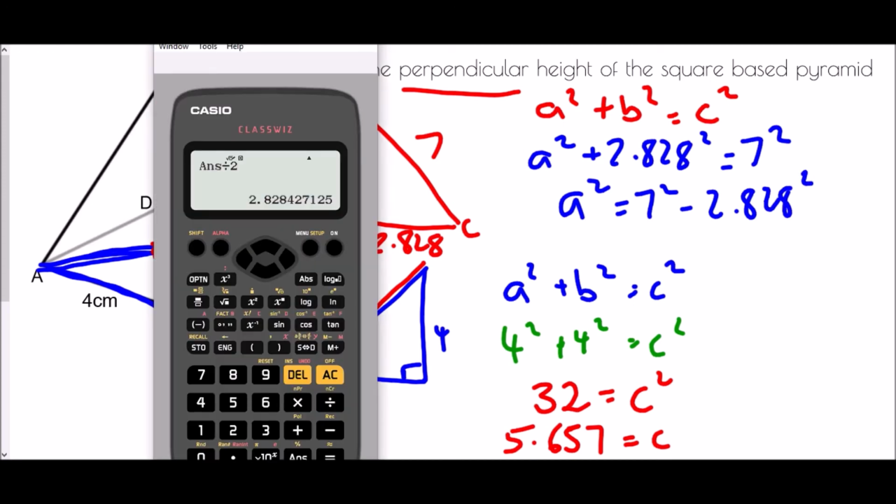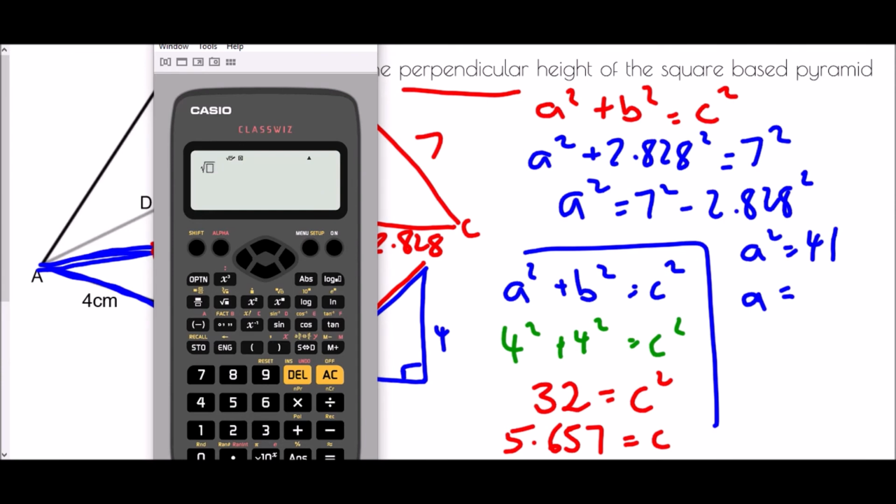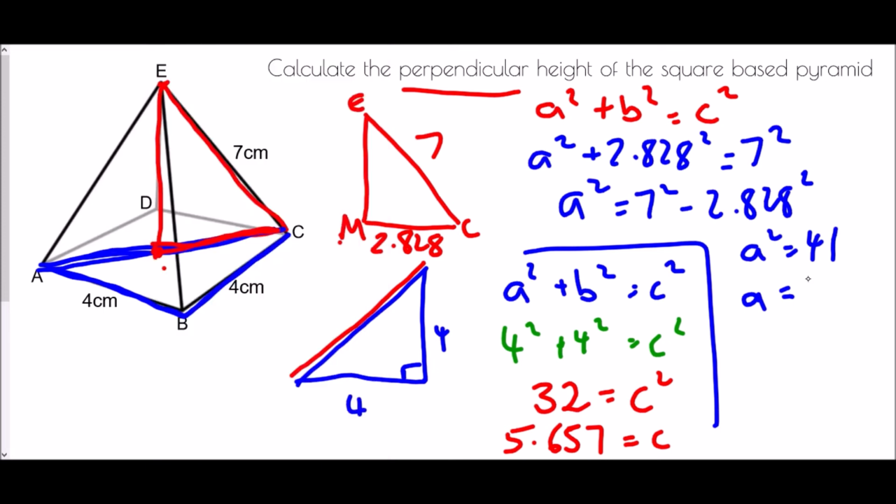and so I'm going to go back to my calculator and I'm going to make sure yet again that I get exactly the right answer by using 7 squared take away ans squared, because I've got the result from previously still in the calculator, and press equals, and I get 41. And so a squared equals 41, and so let's find the height of this pyramid. Well, I need the square root of 41. Square root answer equals 6.40. And again to 2 decimal places.